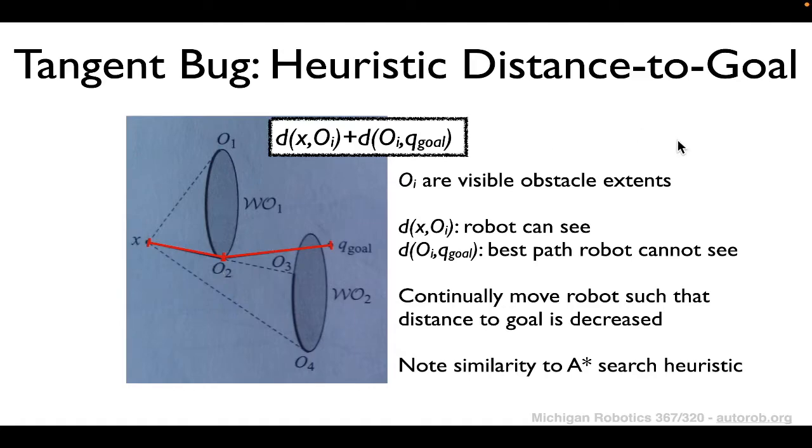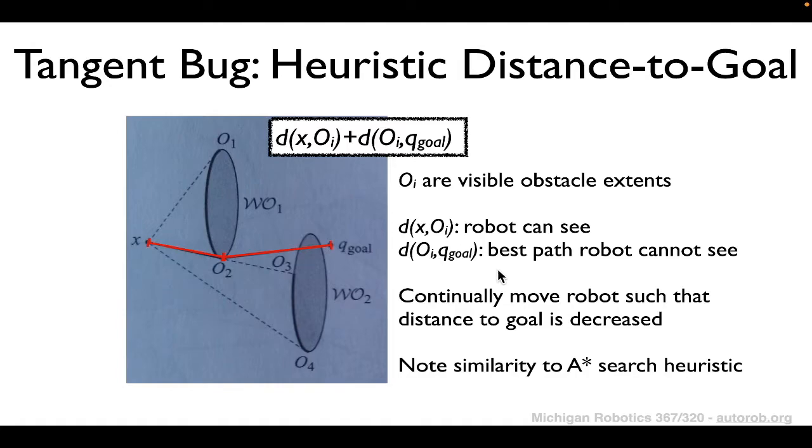And based on those, we can calculate the distance from the current configuration of the robot to each of those extents, which will be denoted by this distance function here. So these are the collection of object extents that the robot can see and the distance to them. And in addition, what we can calculate is the distance between these obstacle extents and the goal configuration of our robot. And so this would be representing essentially the best path that the robot cannot see, but it's the best possible path that the robot could take from these obstacle extents to the goal.